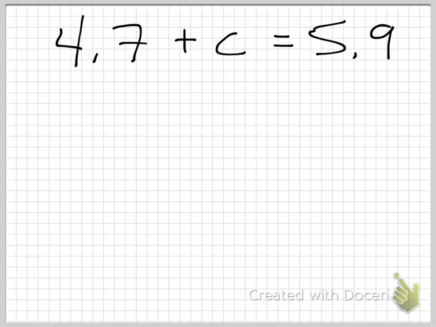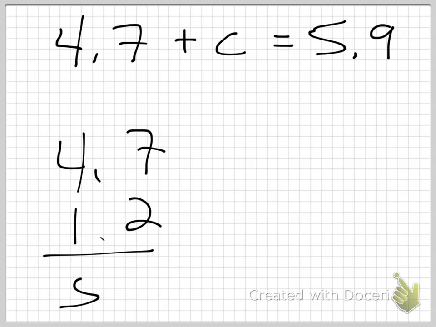Try that one. You should be able to wrap your brain around this. Let's just read it. It says 4.7 plus C is 5.9. In other words, 4.7 plus what number is 5.9? I'm at 4.7. I need to get to 5.9. What am I going to add to that to get there, Gina? 1.2. Because 4.7 plus 1.2 is 5.9. You're there. Does that make sense?